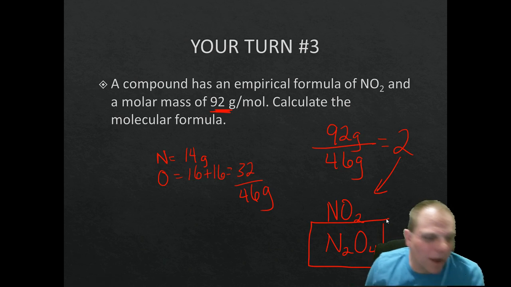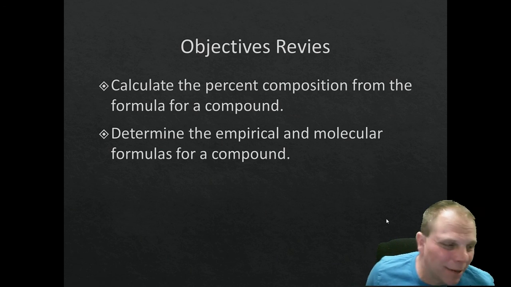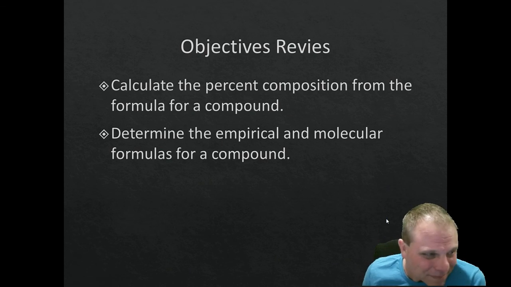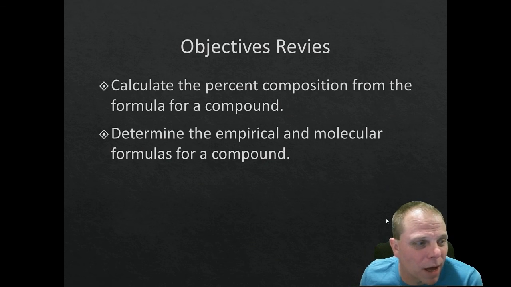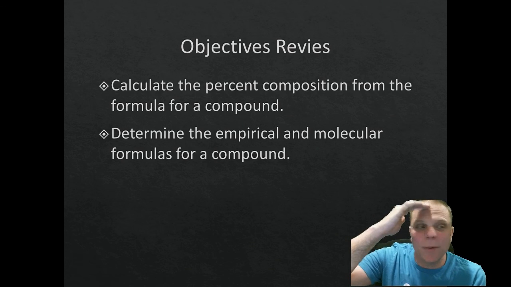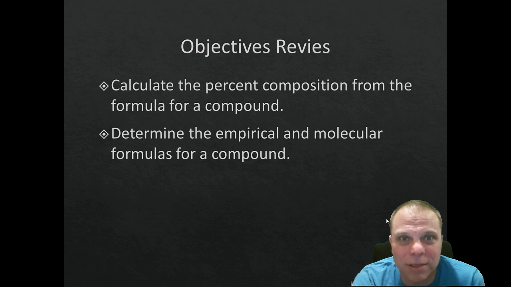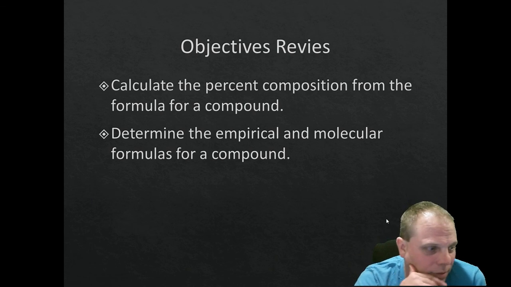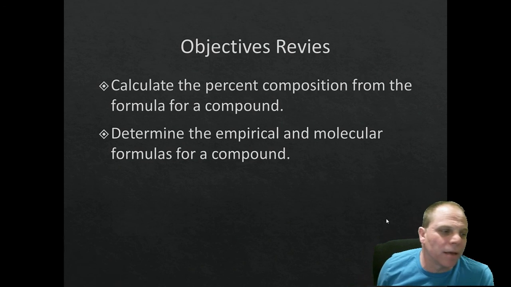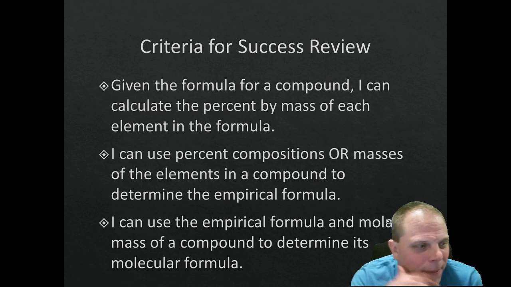All right, so I think we've done what we needed to do today. Let's check our objective review. All right, so calculate the percent composition from the formula for a compound. Percent composition is the percent of each of those. Yeah, we can figure that out because we can take the whole molar mass and then figure out how much of those individual molar masses are in that whole molar mass, right? And then determine the empirical and molecular formulas for a compound. We just did that. A little complicated to go through again right now, right? But let's see if we have our criteria as a review here.